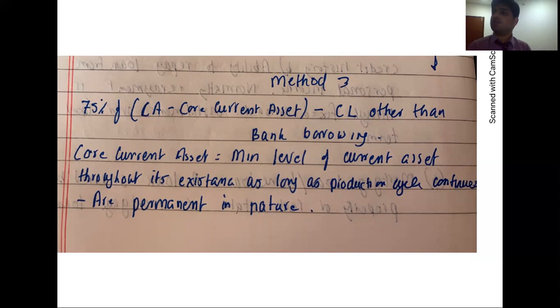These are basic current assets that are required for the business, so we cannot fund them. We can fund only those current assets which are required currently for production, for the running of the business. Throughout the existence of the business there will be some current asset that we are not going to fund, that the promoter has to bring, and for the remaining current asset we will fund 75%. That is how this method is computed: 75% of current asset minus core current asset minus current liability other than bank borrowing.